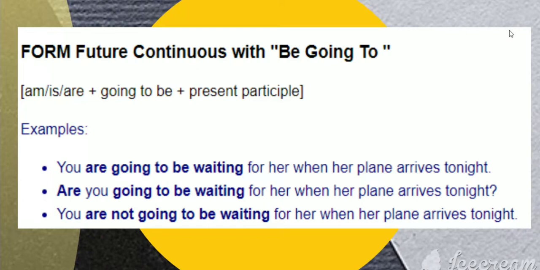Then we have the next form, the form be going to. We have the structure here, for example, am, is, are plus going to be plus present participle. And we have examples like the last ones. First is a positive sentence, the next one is an interrogative sentence, and the last one is a negative sentence. The first one is you are going to be waiting for her when her plane arrives tonight. And the next one is, are you going to be waiting for her when her plane arrives tonight? And the last one is, you are not going to be waiting for her when her plane arrives tonight.